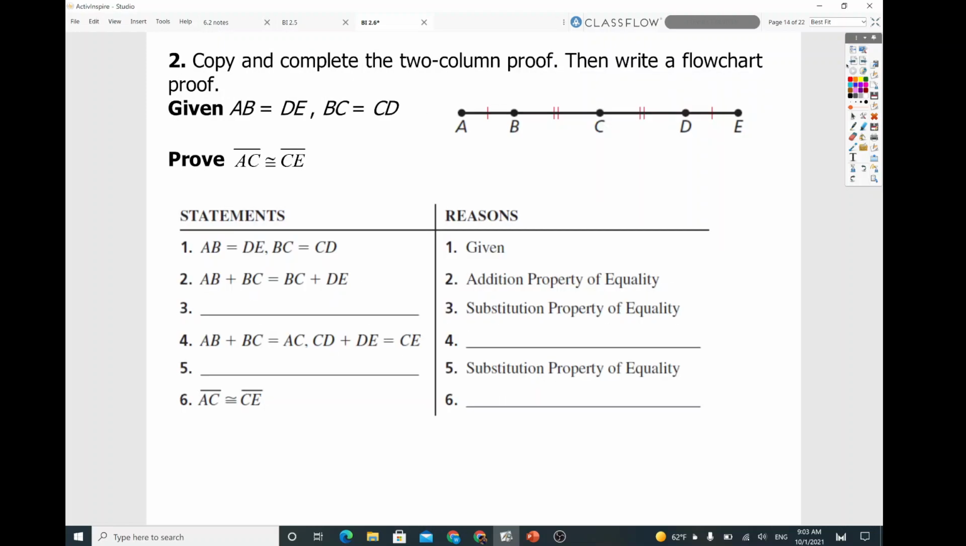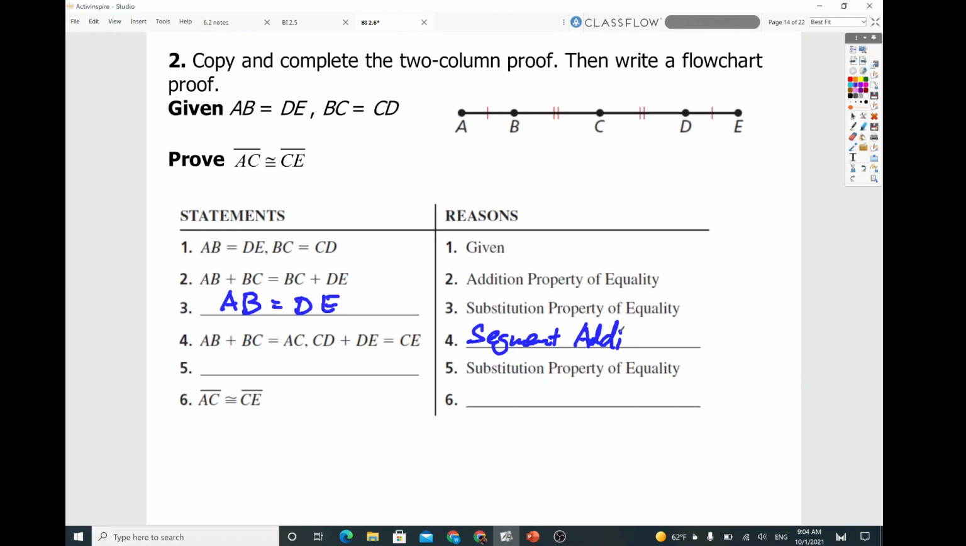So here's another one, fill in the blank. Given that AB is the same as DE, and BC is the same as CD, so AB plus BC is the same as BC plus DE. Addition properties of equality. And then the other one, subtraction properties of equality. So subtract BC from both sides, so we do have AB equals DE. This one shows that AB plus BC equals AC. That would be the segment addition postulate.